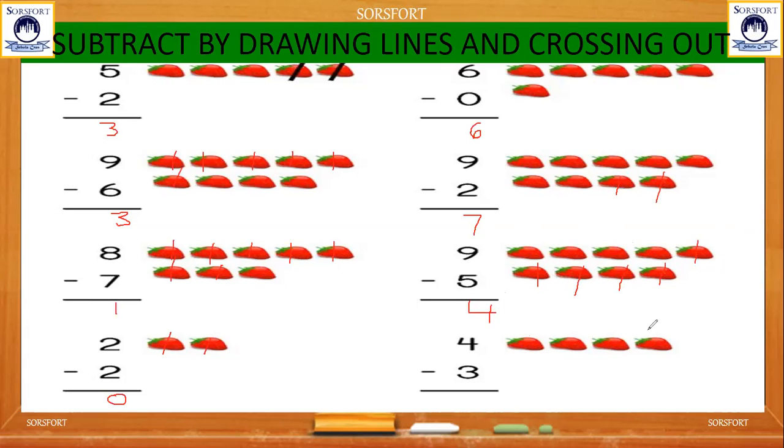Here 4 strawberries are there. We have to subtract minus 3. 1, 2, 3. Now how many are there? 1.